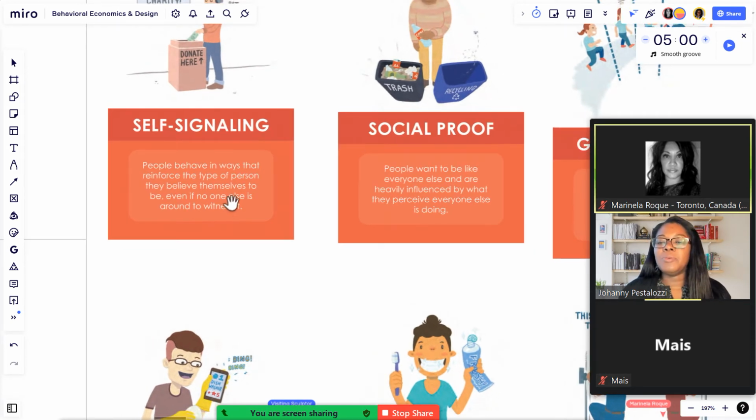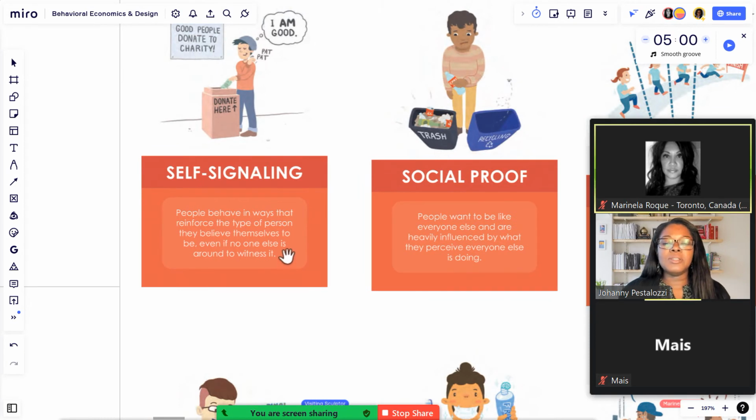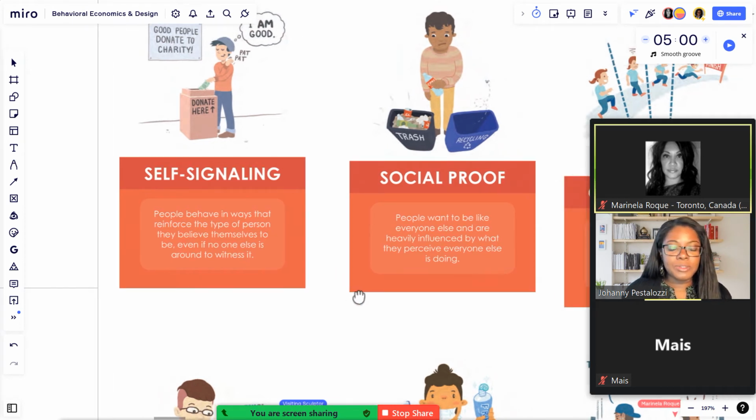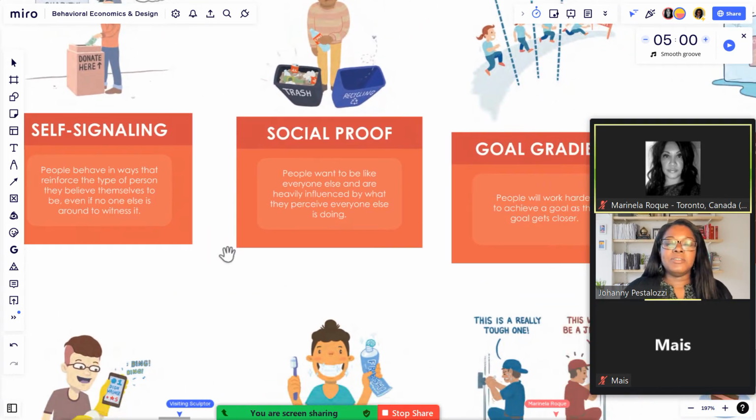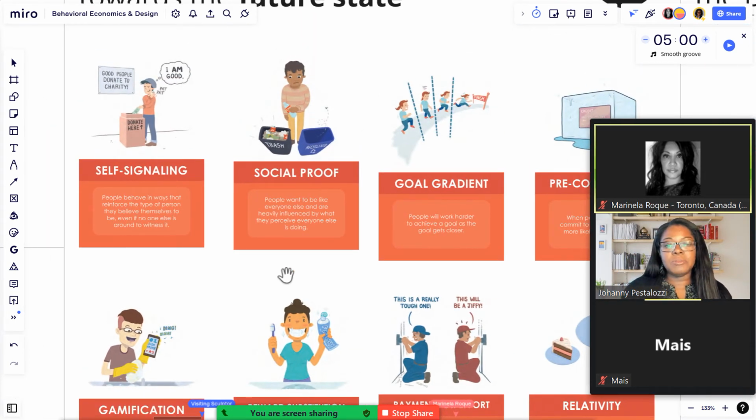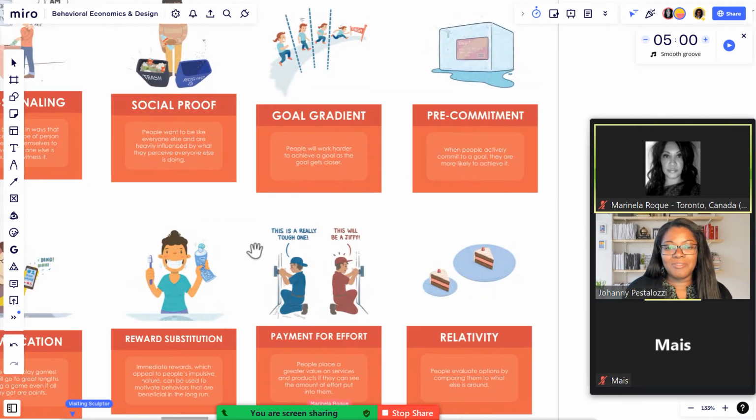Okay, yes. People behave in ways that reinforce the type of person they believe themselves to be, even if no one else is around them to witness it. So that's kind of like using some kind of marketing or wording, and using AI in this case, to personalize the experience of users, showing them messages and images that tell them, look, you are sustainable. We know you want to be sustainable, that you care about the environment, and therefore we suggest this sustainable clothing, for example. So it's kind of leveraging these different elements on how they perceive themselves to help them achieve their future self.